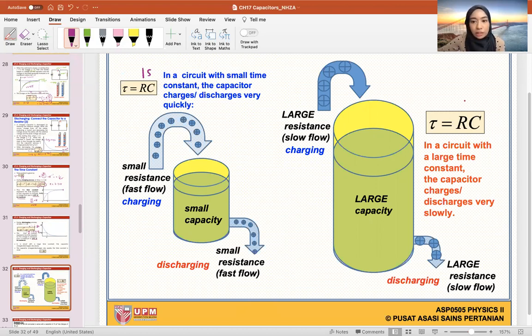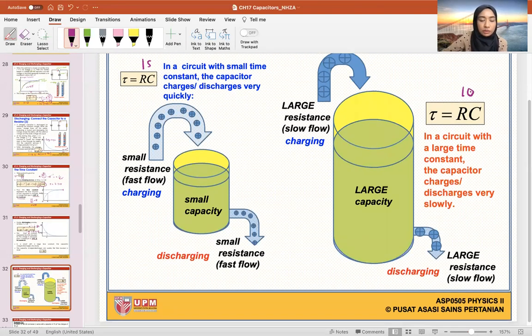Versus time constant, when it is big, it is 10. So it takes a longer time to discharge or charge quickly. We can make sense of it using the equation, but I'm not sure if that is very intuitive for you, but it is intuitive for me. But yeah, I'm not sure if it's going to help you.